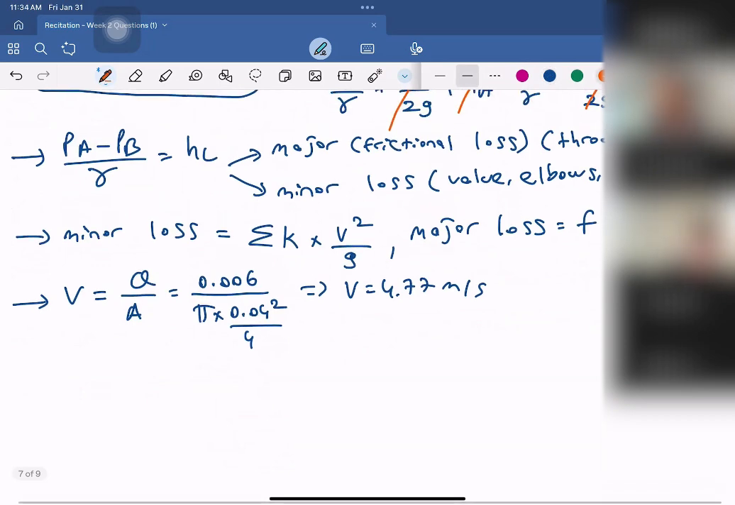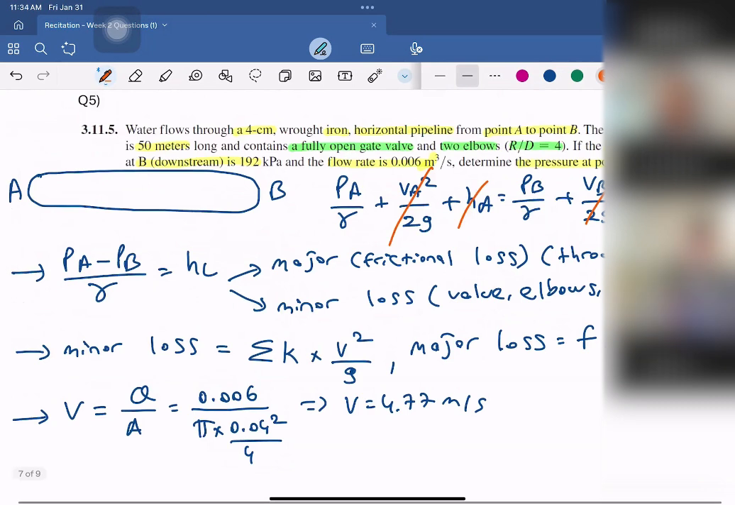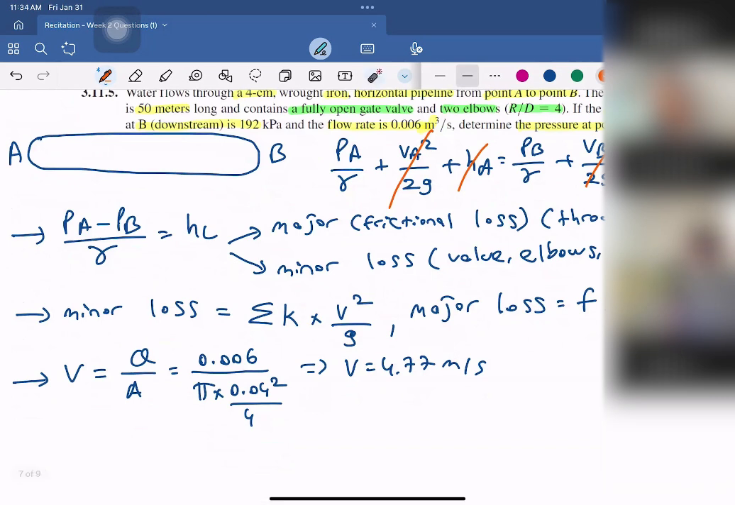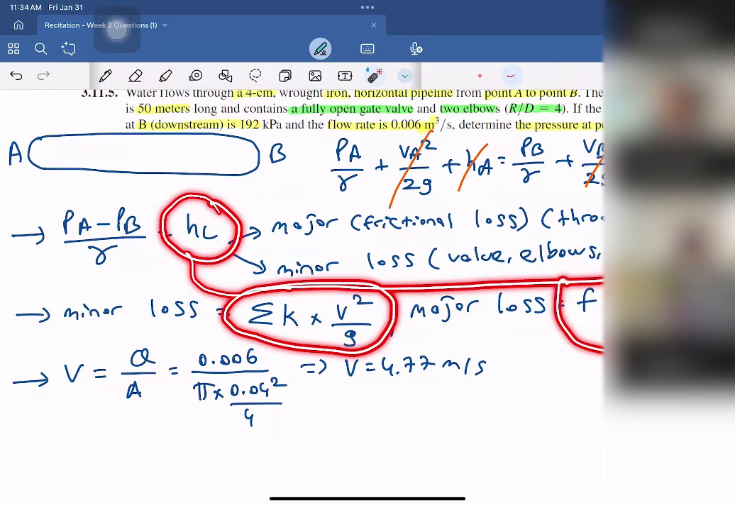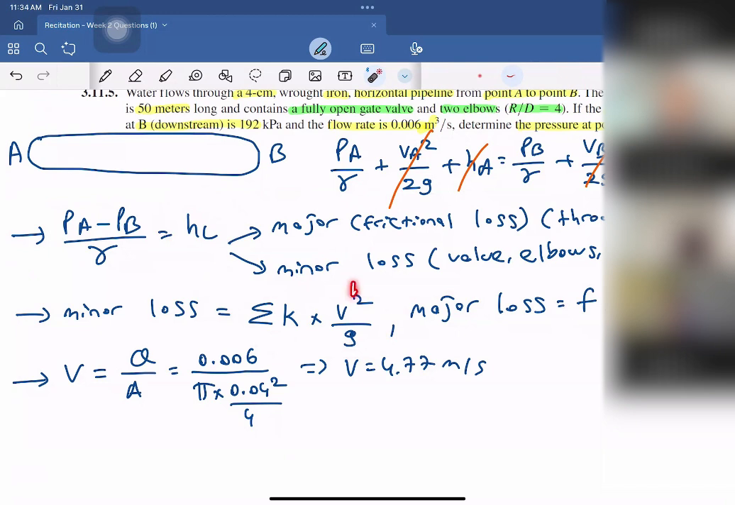Now, to get the question in general, what we know and what we don't know, is we need to find the pressure at point A. We definitely need to know the head loss. And to know the head loss, we need to calculate this one and this one, of course. So we know the loss coefficients, we know velocity. The only unknown is, again, the friction factor. And we know the length.